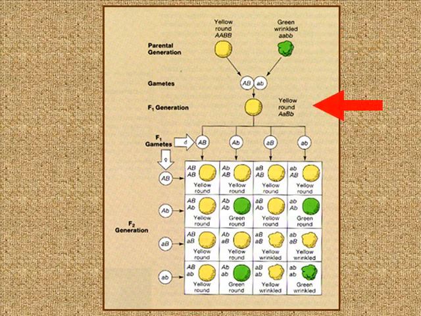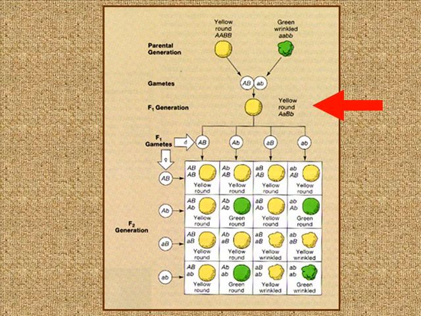And that's what we saw. We saw the green trait disappear entirely. We saw the wrinkled trait disappear entirely. All we saw was yellow round. Because you recall, all the plants in this generation are going to be heterozygous for this trait. They're going to have one dominant and one recessive, just like we saw with the law of segregation.